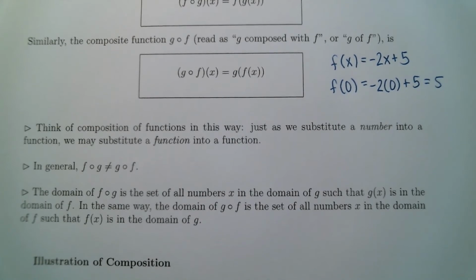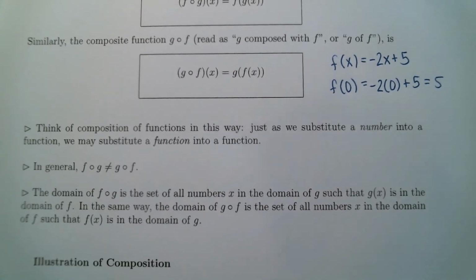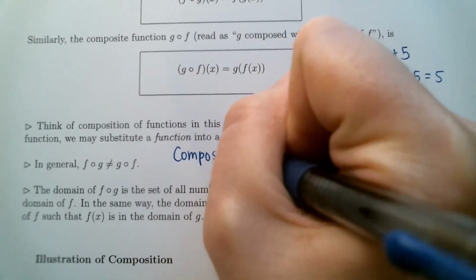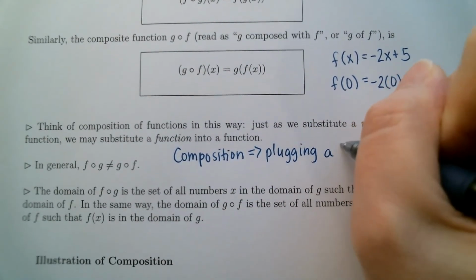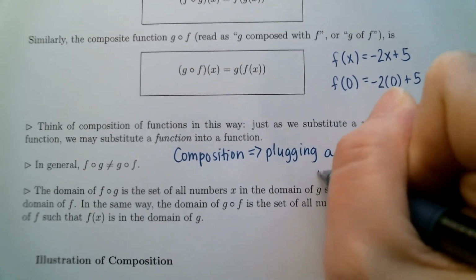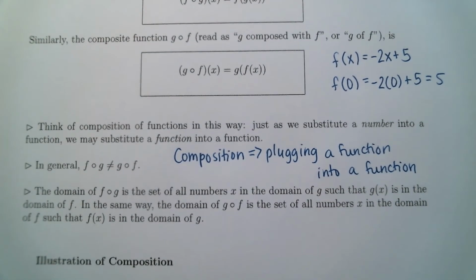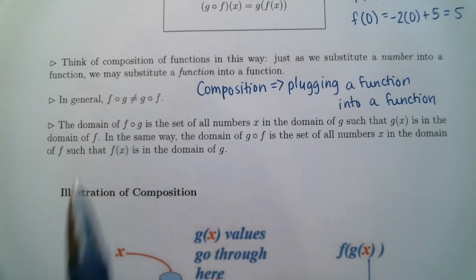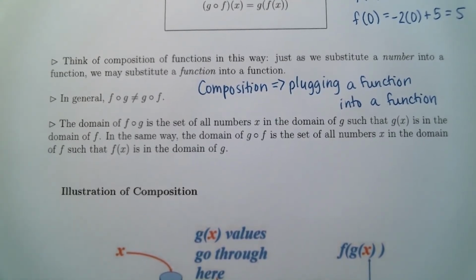What you're doing in composition is you're actually plugging an entire function into another function to get a new function, okay? So you're plugging a function into a function, okay? So I'll even write that right here. So all composition means is that you are plugging a function into a function instead of plugging in just a number, okay? Again, cannot emphasize this enough. In general, f of g is not the same thing as g of f. Okay, again, it can happen.